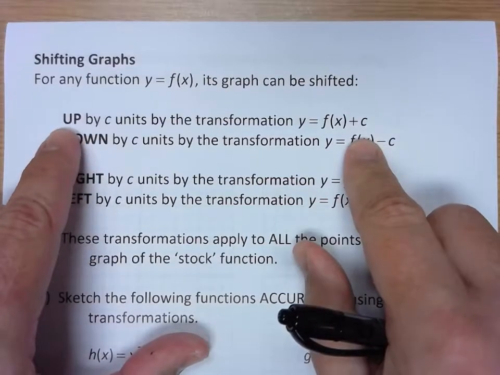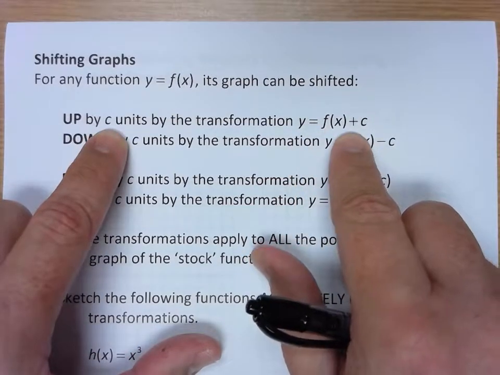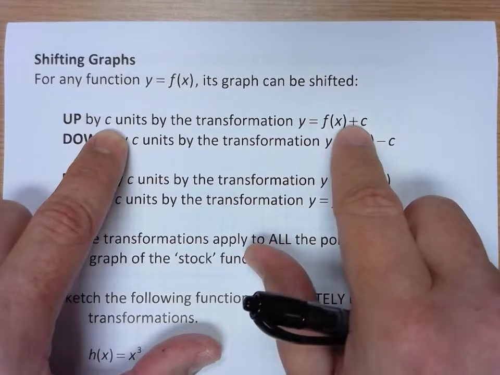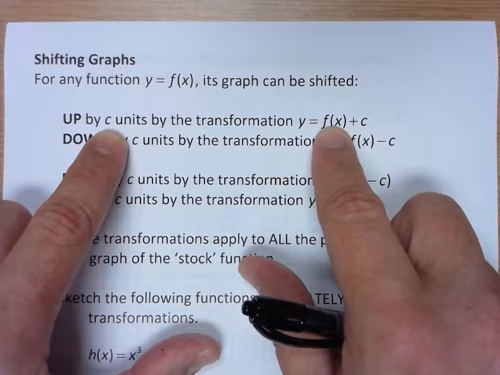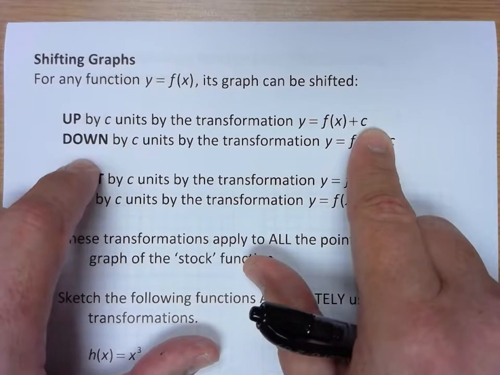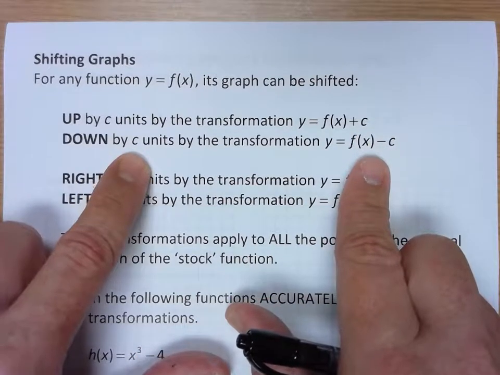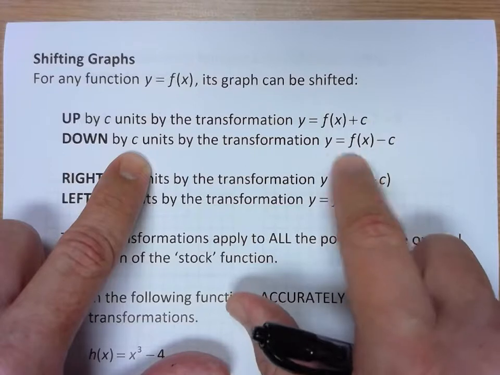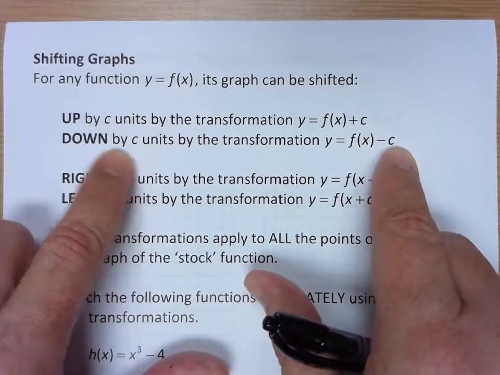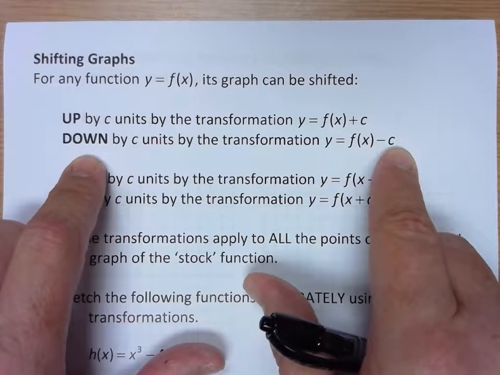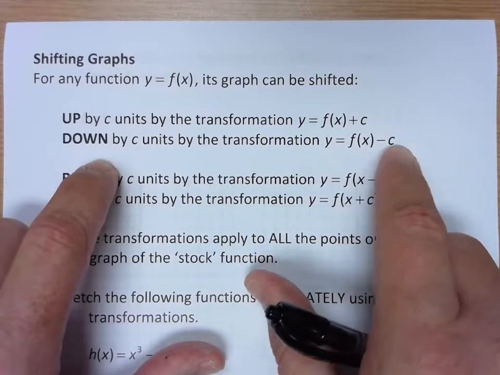If you want to shift the graph up by c units, the transformation looks like this. It looks like y equals f of x and then a plus number outside the function's main formula: f of x plus c. If you want to move the function down on the graph by c units, then the transformation is to take the basic function's formula or graph and do minus c to the graph. So vertical shifting is pretty intuitive. Up means plus a value, down means minus a value.